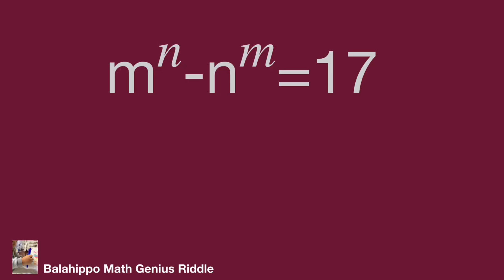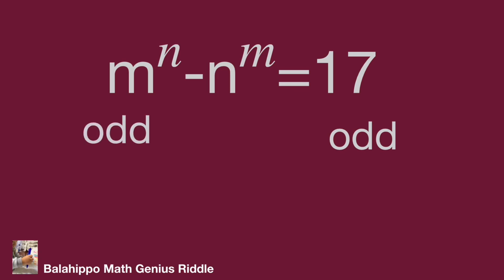The question: m to the power n minus n to the power m equals 17, where m and n are positive integers. At first, analyze the items. 17 is an odd number. To get this result, there are two conditions.